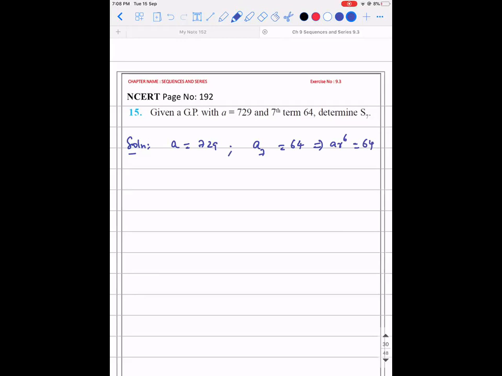Right. So A is 729 into R power 6 is 64, which implies R power 6 will be 64 divided by 729. So R will be how much? 2 by 3. Right, 3 power 6 is 729. R is 2 by 3 and A is 729.